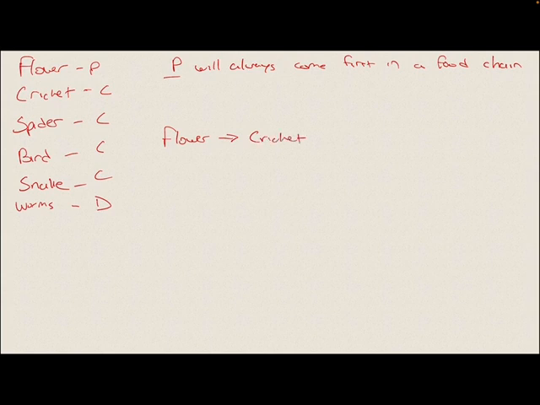Cricket. Now, before we fill in the rest of these, right, I want to explain what we have here so far. We have our producer, okay, and we have our consumer. Notice the way that the arrow is going. It is going toward the cricket. Why is it going toward the cricket? It's going toward the cricket because the energy in the flower is going to the cricket. The energy in the flower is going to the cricket.